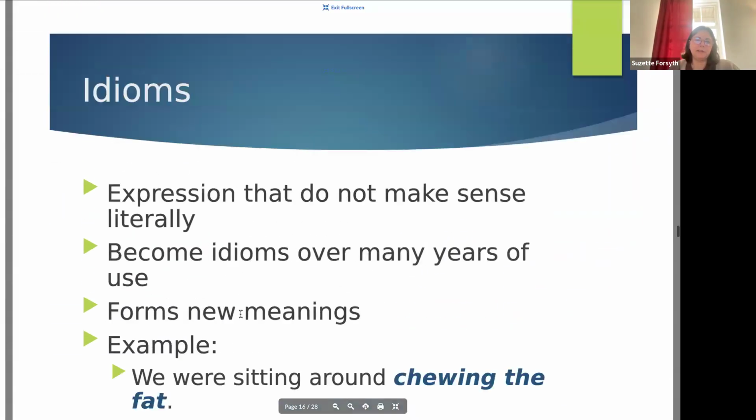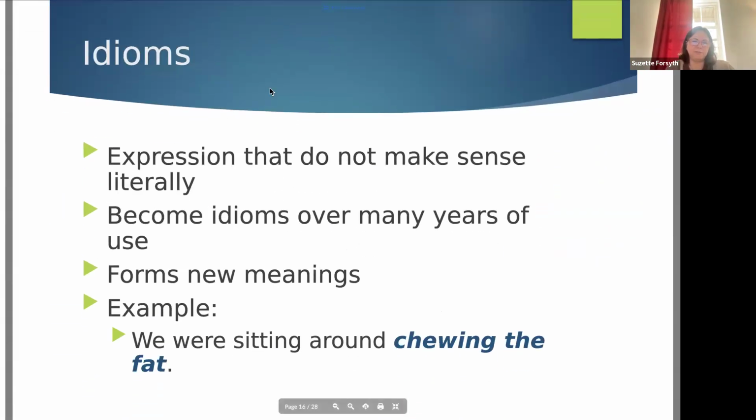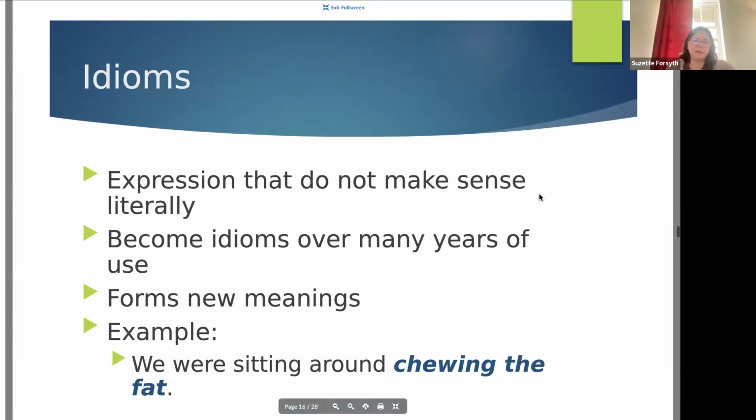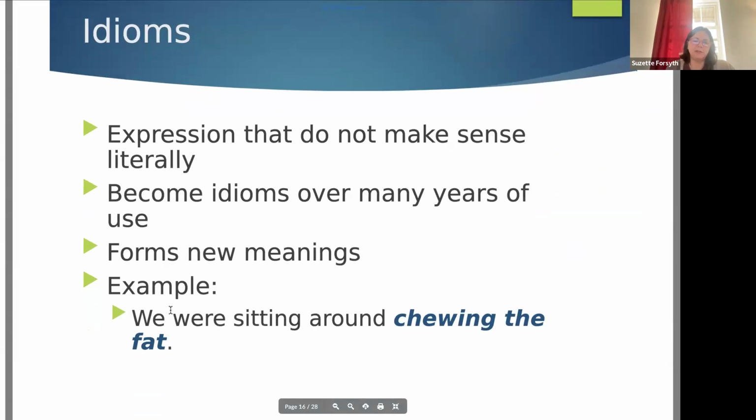I always want to click on these, but they don't click. You have to scroll. So here's examples of idioms. Chewing the fat. We were sitting around chewing the fat. Has anyone ever heard that one? It might be more something from my generation as well. But you heard that a lot when somebody talks about maybe meeting someone or running into someone, and they just say, we were chewing the fat. That means we were just talking.